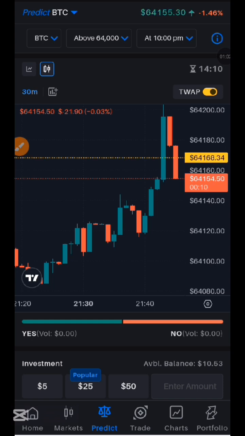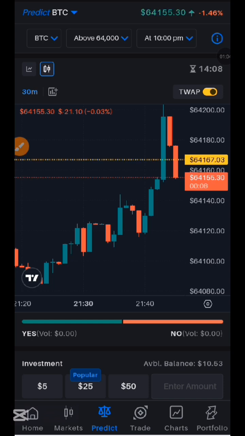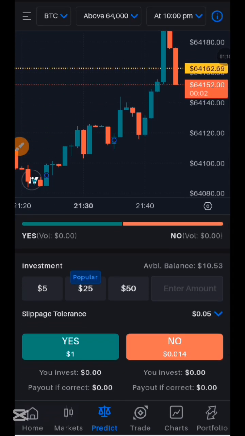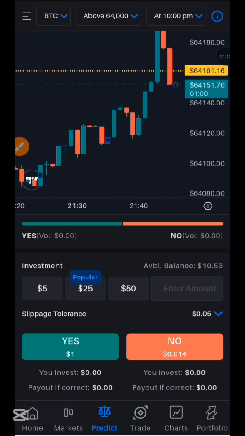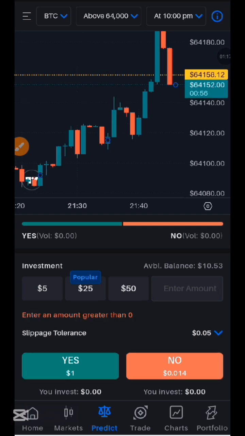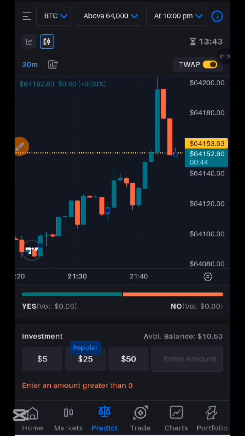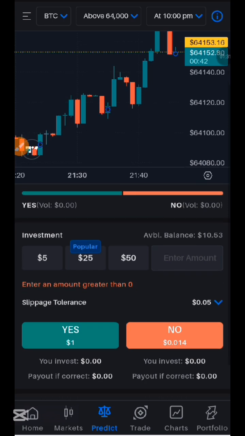Alright, so in this video I'm going to be showing you how to place a trade on Predict Market on Delta Exchange. Without wasting much time, there are two options you can use to place a trade by predicting. Do you think this market is going to buy? If it's yes, you type in the amount. If it's no, you type in the amount. So right now we are going to be predicting this market. Looking at BTC, I'm thinking this market is going to sell.